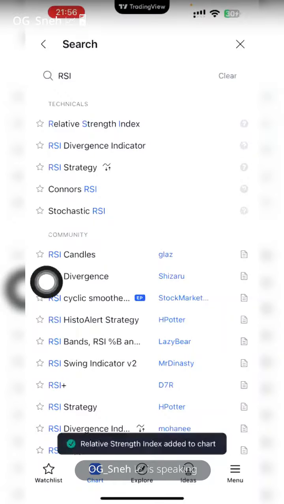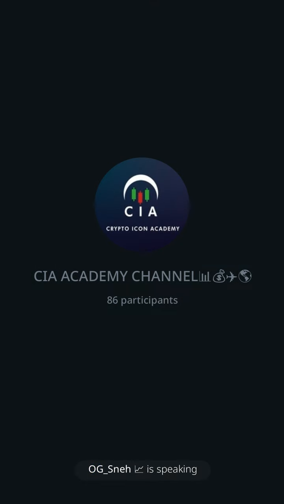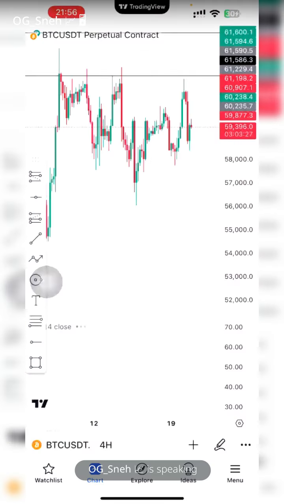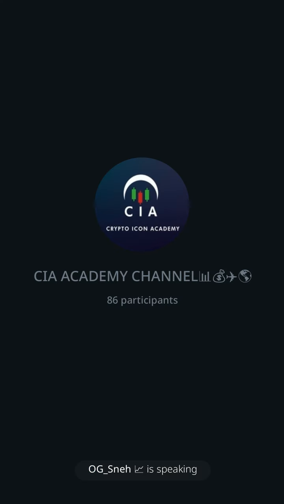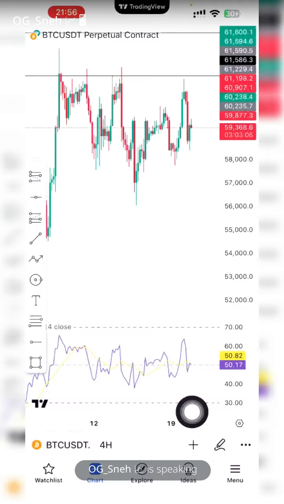So this RSI, if this blue line is at 50.23, once it gets to 30, you should long. That's how we use this RSI indicator. Once it is at 30, you should long, that is, buy the market, predicting that the market should go up. Once it is at 70, you should short. You understand? That's how we use it.